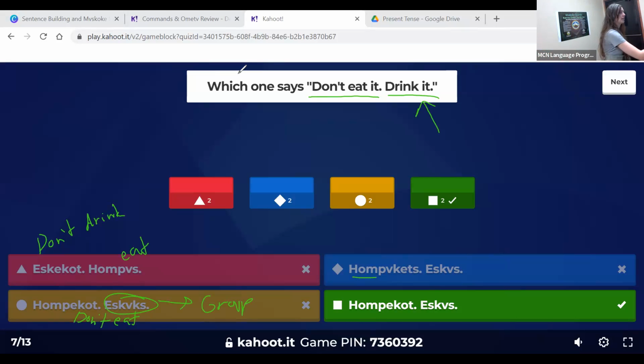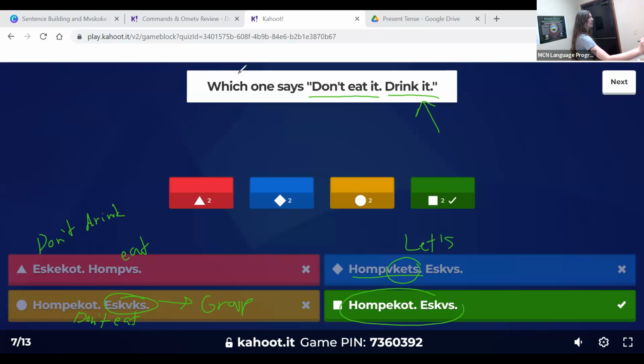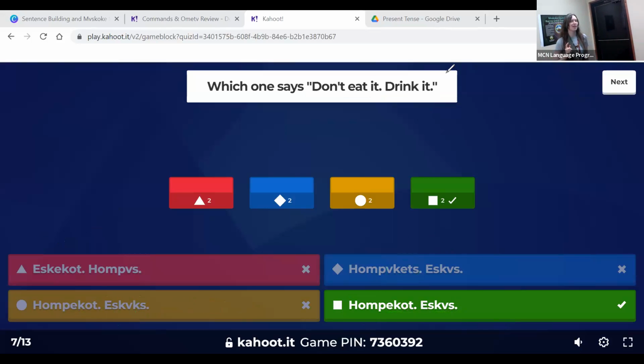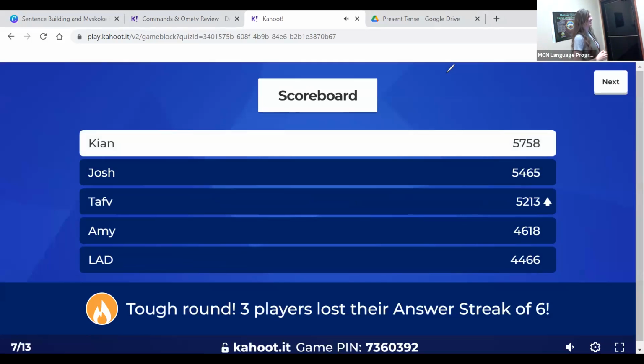This one ends with geets, which is let's. So this one says let's eat it, drink it. So this is the one we're looking for. Don't eat it, drink it. That one person. Nice. That one was a hard one. I specifically wanted to see that one because that would be two sentences in one. So that was a really hard question.